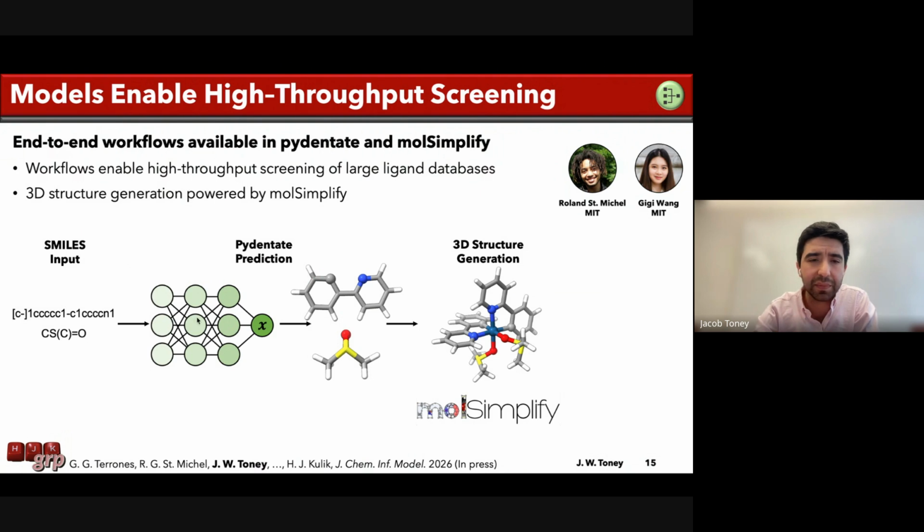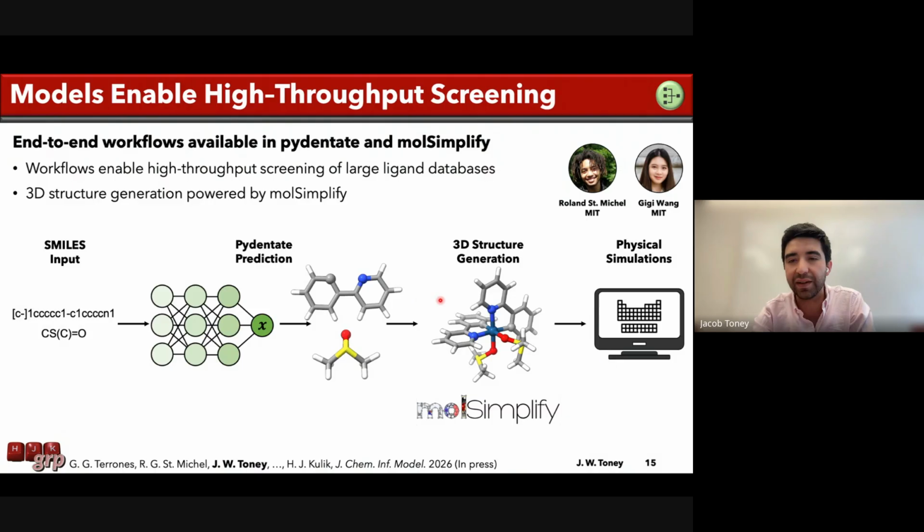The models that I showed here were trained over the course of this work, but the integration with Metal-Simplify was done by 2 PhD students in the group, Roland and Gigi. And yeah, you can then screen very large ligand libraries and run these through physical simulations.